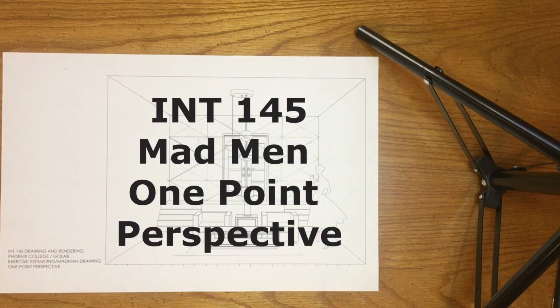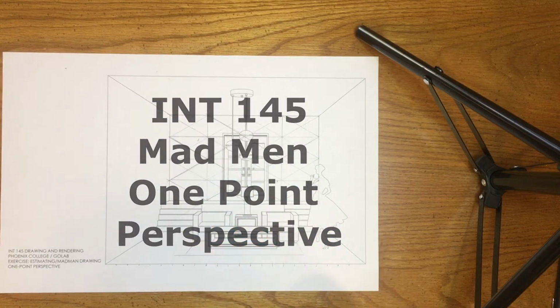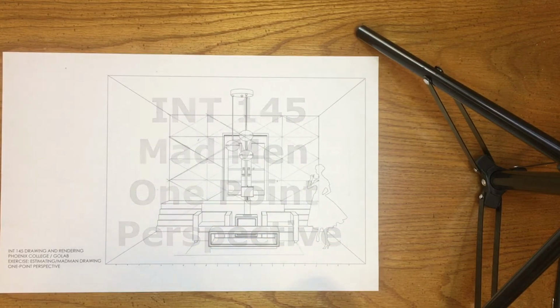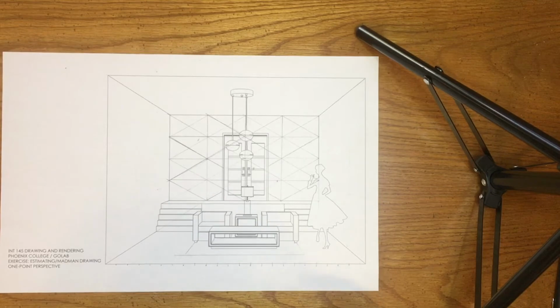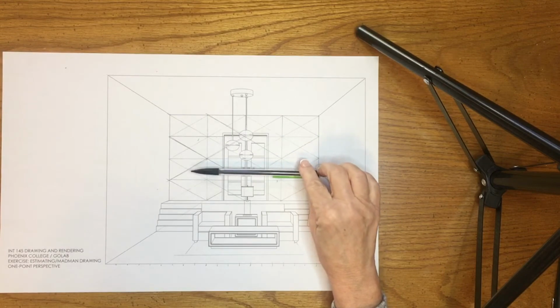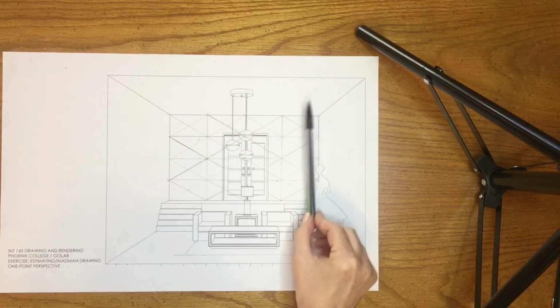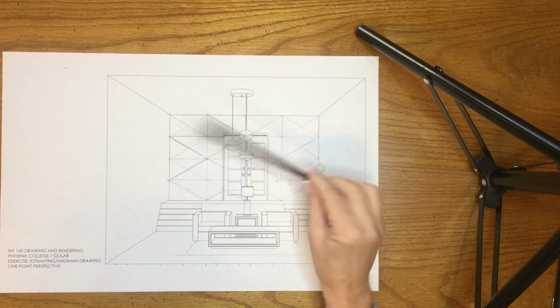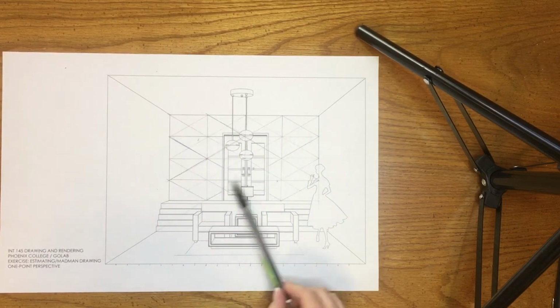In this video, we will use the Madmen printout to work with one-point perspective. So I just call this my little mid-century modern lobby area. We have one-point perspective, meaning that you're looking straight on. Horizontal lines are horizontal, or perpendicular to the vertical planes. So one point, horizontal lines, vertical lines, and then everything else is going to merge to a single vanishing point.